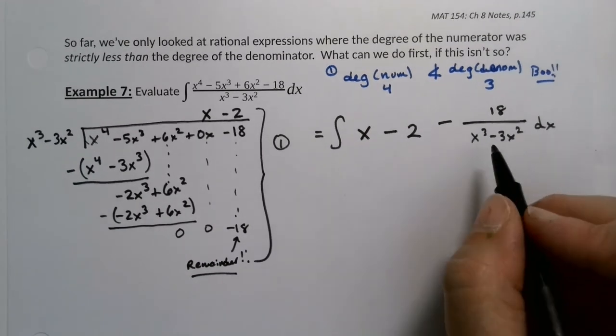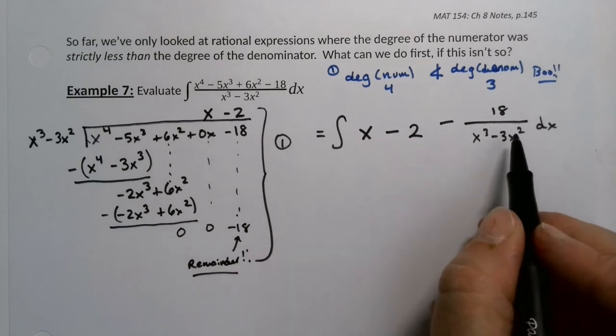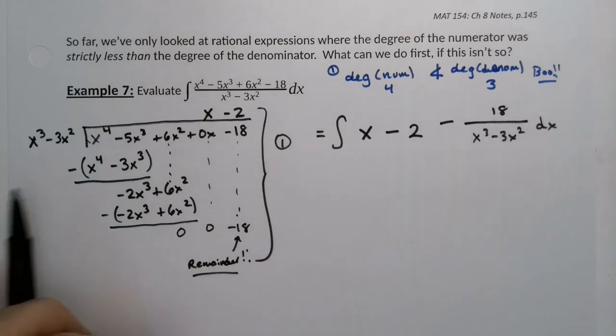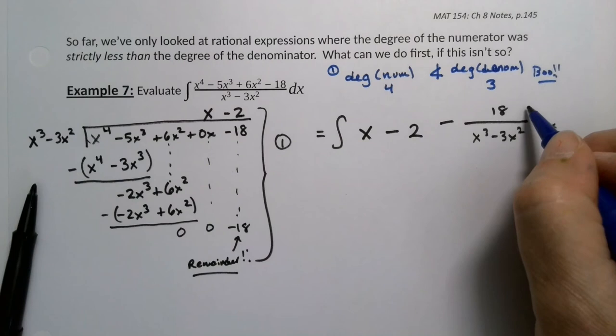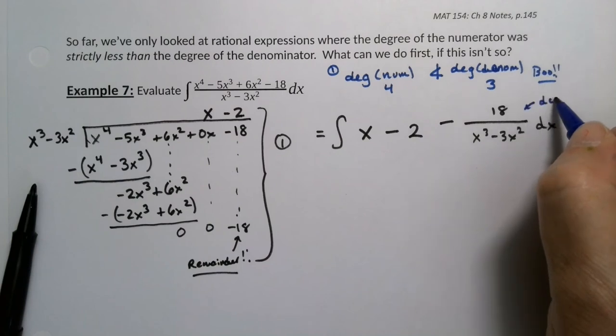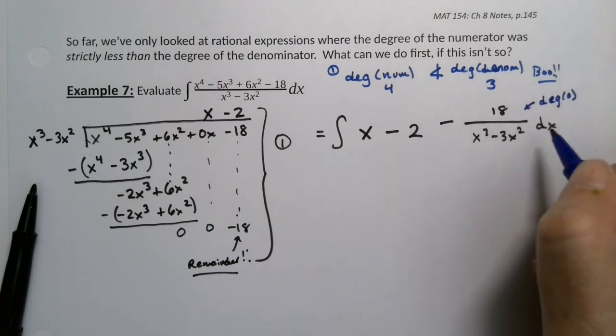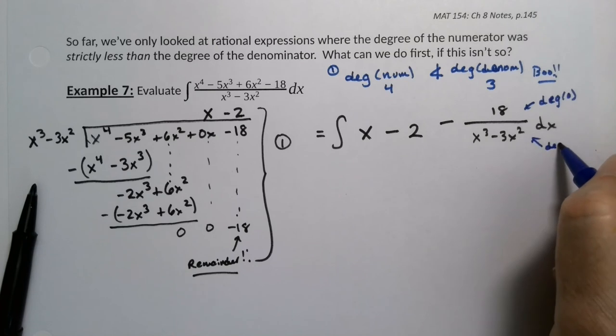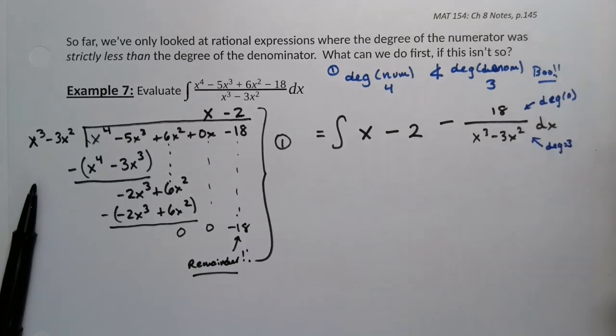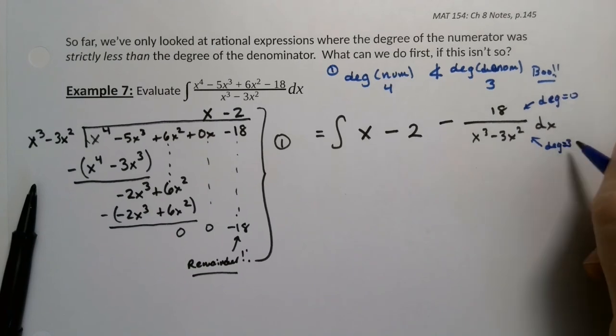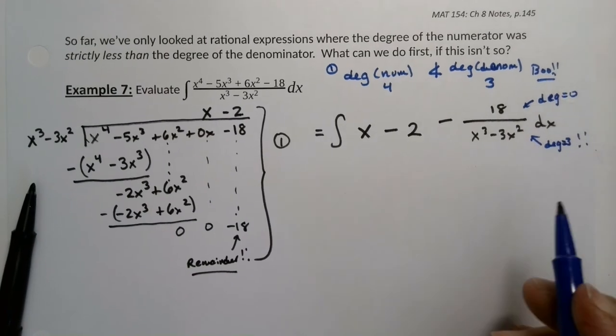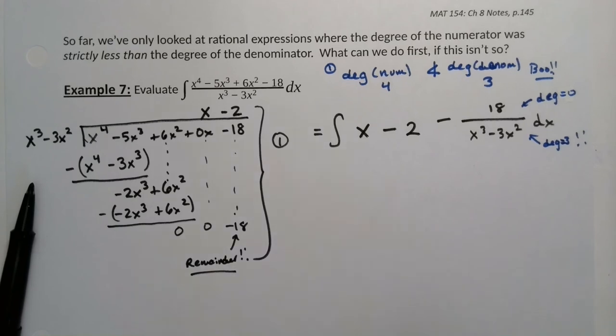Okay, but step 2. Now we're done with step 1. In step 1, we've made sure the degree of the numerator is less than the degree of the denominator. This one has degree 0, and this one is degree 3. So yay. Degree equals 0, degree equals 3. Woot. Now we're set. Now step 1 is finally done.